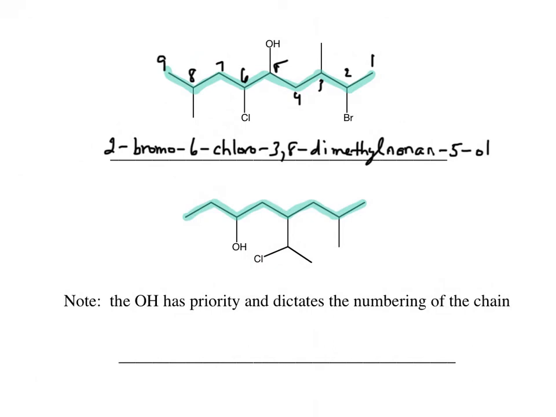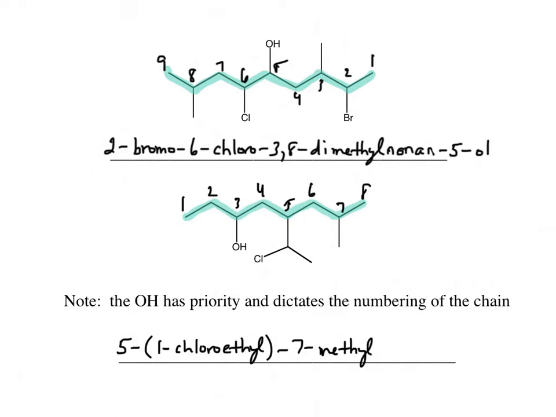Let's go ahead and number the thing. 1, 2, 3, 4, 5, 6, 7, 8. So I wanted to give the alcohol the smallest number, so I gave it number 3. So at number 5, I have a 1-chloroethyl. Number 7 is a methyl. And then it's an octan-3-ol.